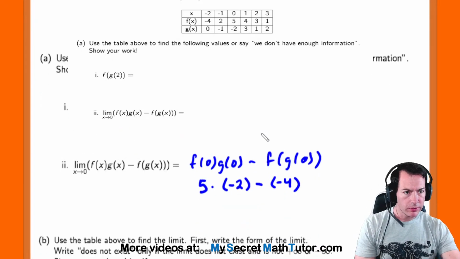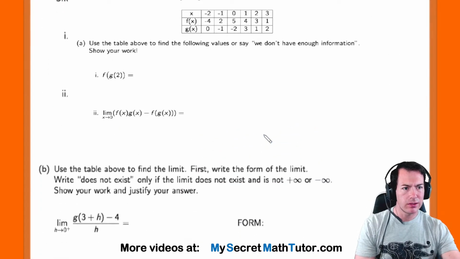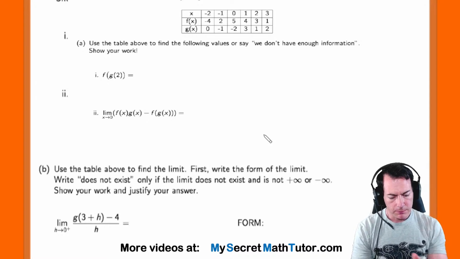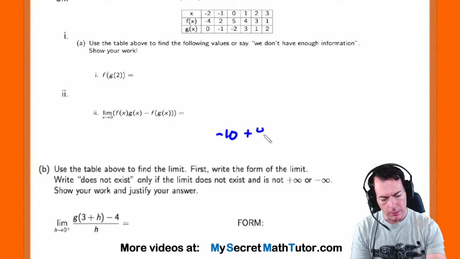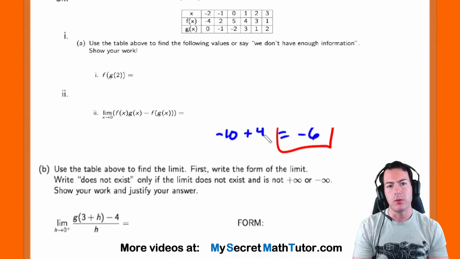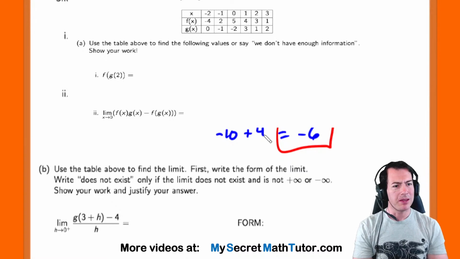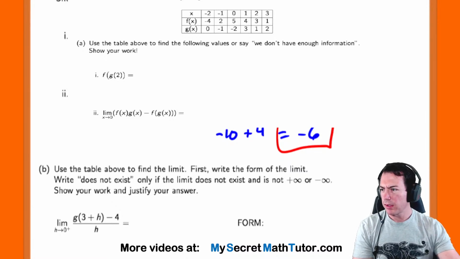So this one requires just a little bit of cleanup, but it's actually not too bad. 5 times -2, that's a -10. Minus a minus would be a +4. So combining those things, we get a -6. And that would be our answer for that one. Okay, not too bad. Let's see, what else we got? Moving on.